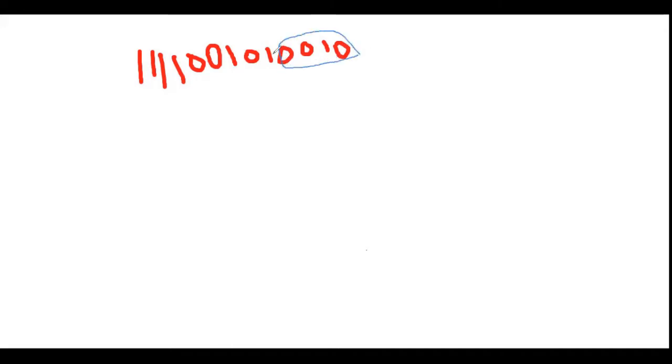So 1, 2, 3. And for the 4th one, I'm going to add 3 zeros. All right. Now, if you look at this one, 1, 2, 4, and 8. So this will give me the number 2. Again, 1, 2, 4, and 8. This will give me the number 1 plus 4, 5.